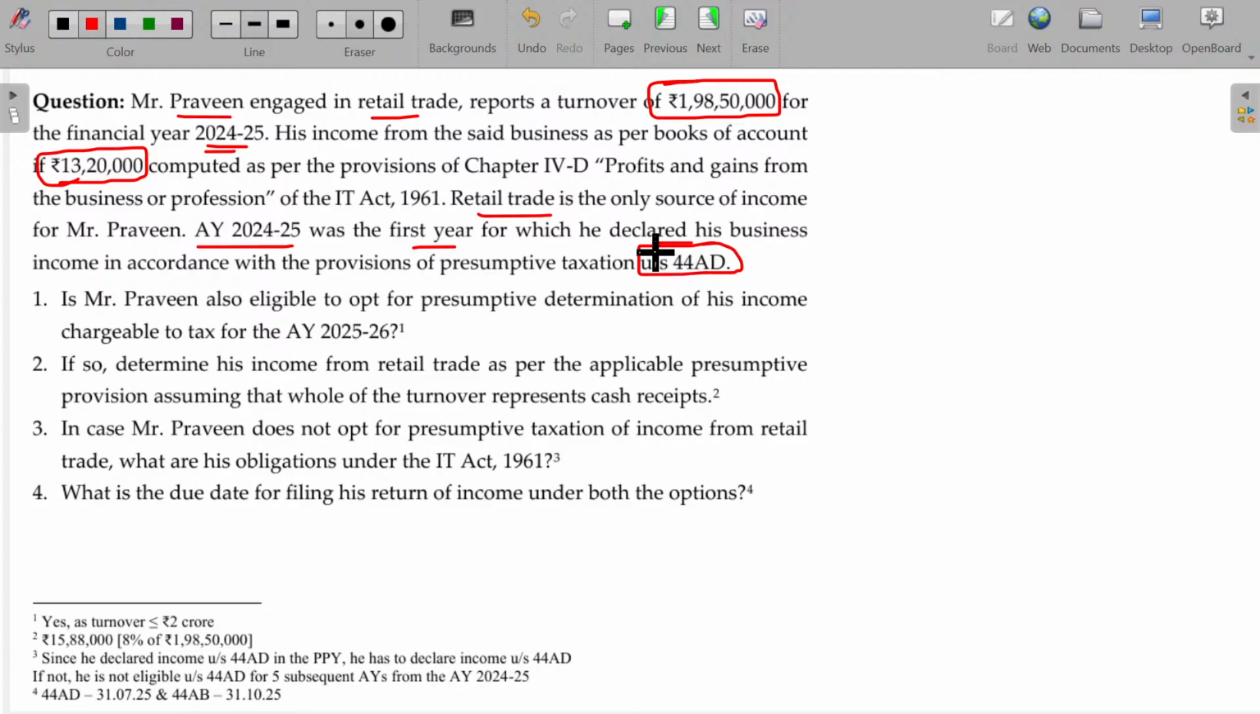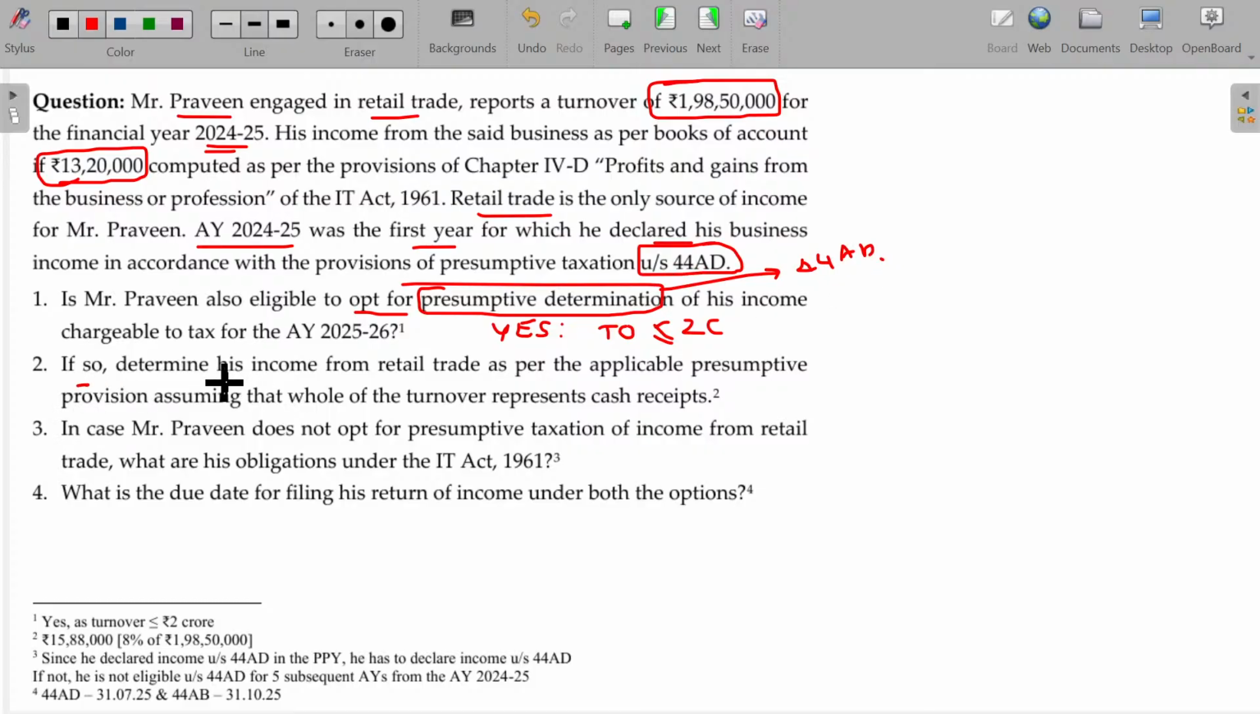Earlier year also, he followed only 44AD, no problem. Mr. Praveen is also eligible to opt for presumptive determination of his income chargeable to tax for the year. Can he opt for presumptive determination of income? Yes, as his turnover is less than or equivalent to 2 crores, he is eligible for 44AD. Presumptive determination of income falls under 44AD. Of course, he is eligible.